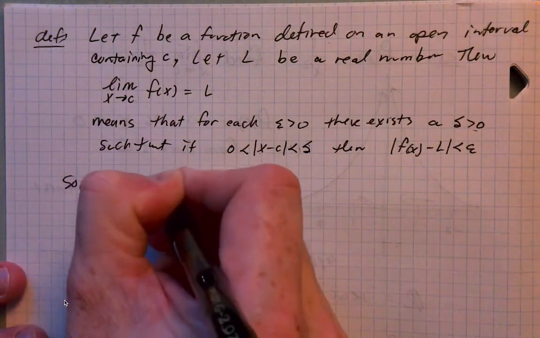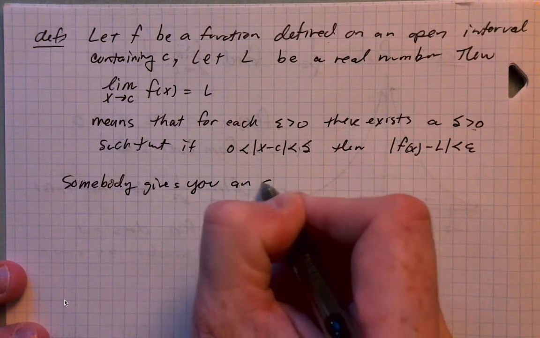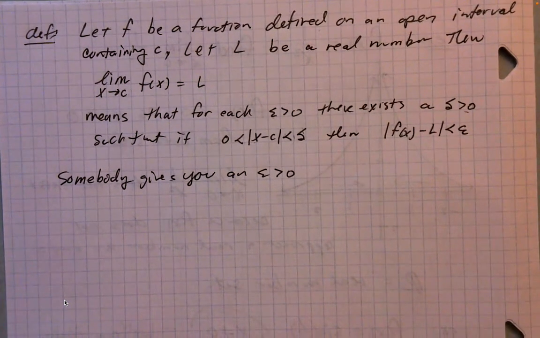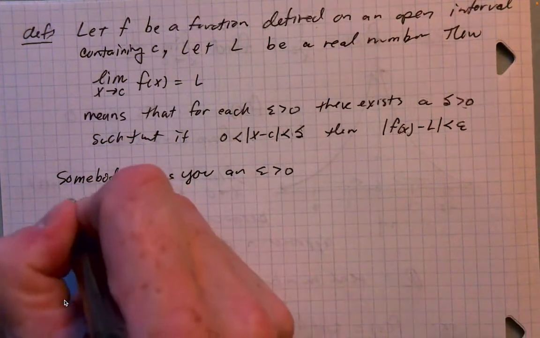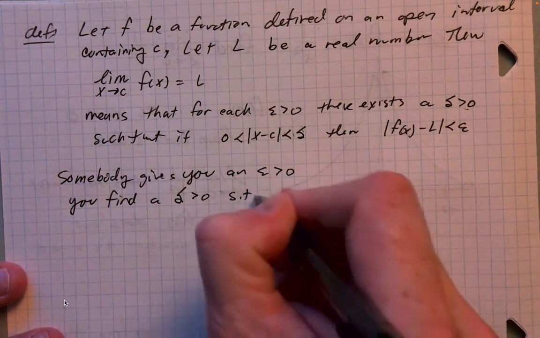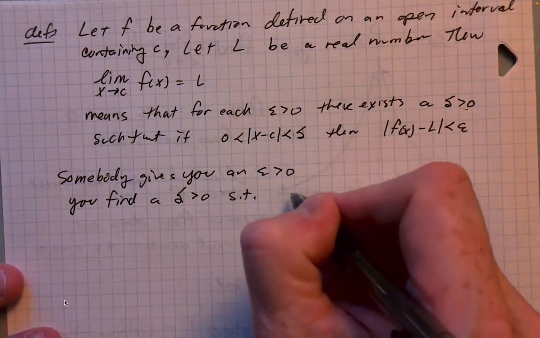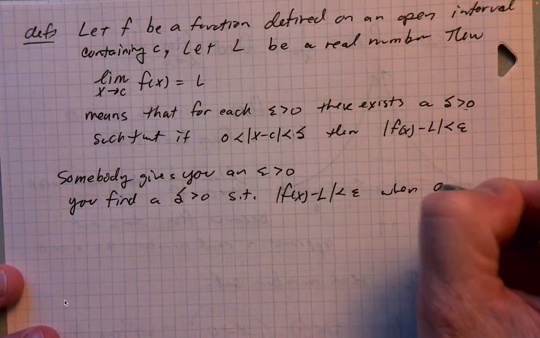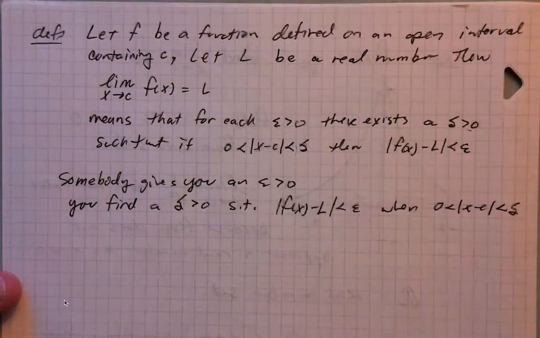gives you an epsilon greater than 0, right? So someone hands you an epsilon greater than 0, says, all right, I want you to find a delta such that I'm within 0.000001 of the limit, right? And then if it's truly the limit, then you should be able to go out and find a delta. Somebody gives you an epsilon greater than 0, you find a delta greater than 0 such that this is true. The absolute value of f of x minus L is less than epsilon when 0 is less than the absolute value of x minus c less than delta, right? So that's the idea.